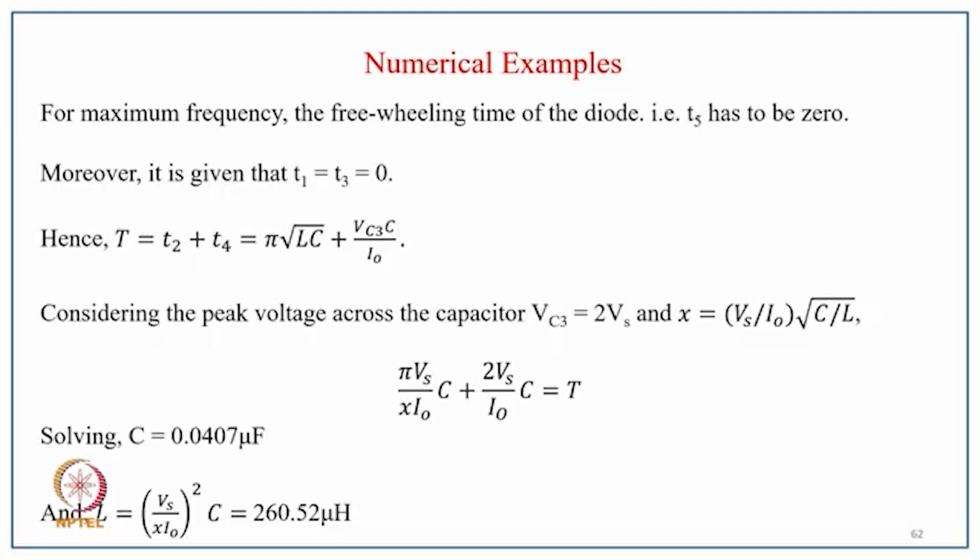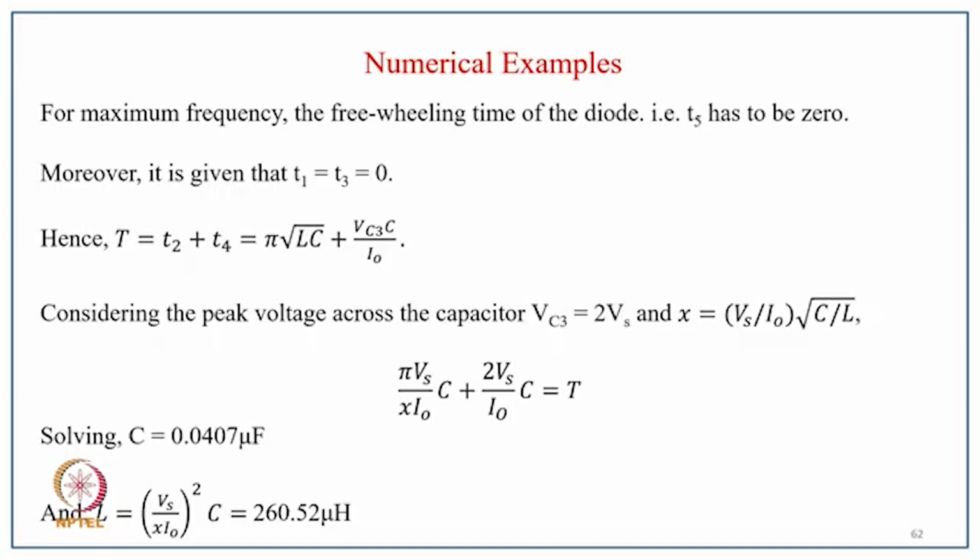For maximum frequency, the freewheeling time of the diode, that is T5, has to be 0. Moreover, it is given that T1 equal to T3 equal to 0. Hence T equal to T2 plus T4, that is pi under root LC plus VC3 C upon I0. For the peak capacitor voltage, VC3 equal to 2 Vs, that is X equal to Vs upon I0 under root of C by L.